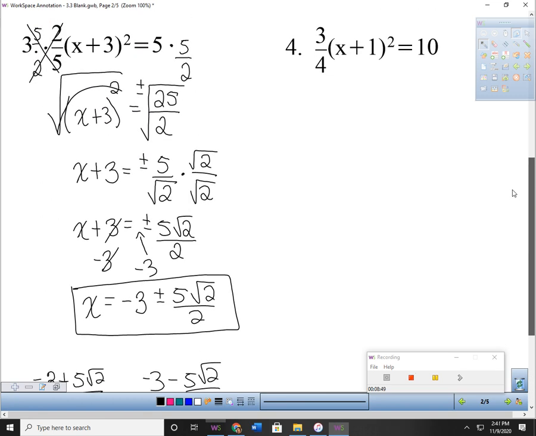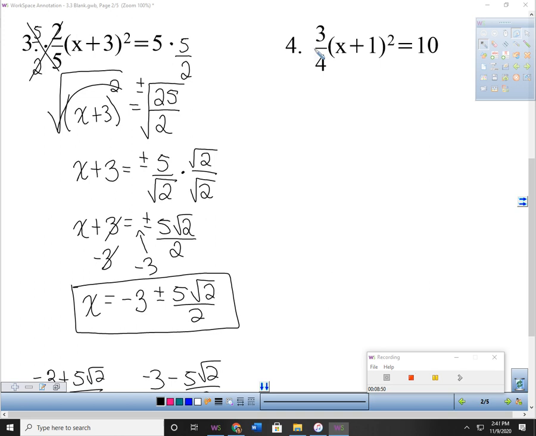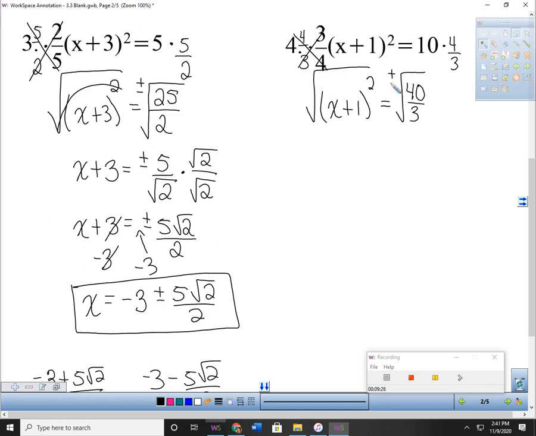All right, so number 4, the first thing we should do is multiply by the reciprocal, which is 4/3. So I have x plus 1 squared is equal to 40 over 3, which will not reduce. Then to be able to access inside here, I'm going to have to get rid of this squared. So I will square root and not forget my positive and negative answer I'm going to get with that. So I have x plus 1 is equal to.